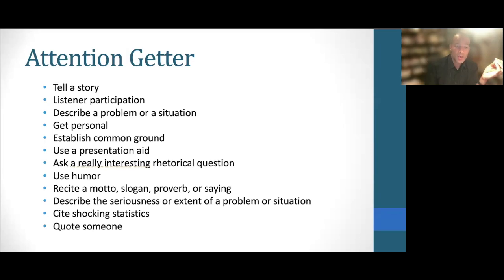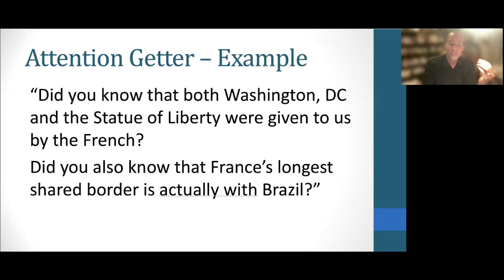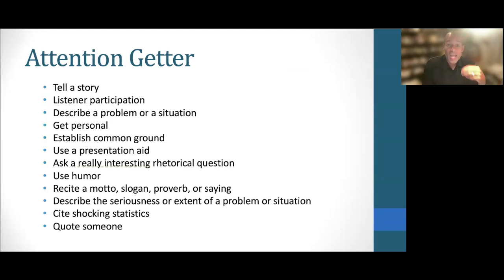And so in this video, the guy's talking about France, okay? So he starts out with a question. Did you know that both Washington, D.C. and the Statue of Liberty were given to us by the French? Did you also know that France's longest shared border is actually with Brazil? Okay, so the first question, he's talking about the layout of the streets, coming from a Frenchman, okay, is sort of the historical narrative that we live by. And then France's longest shared border is with Brazil, so French Guiana in South America. So they're asking two rhetorical questions, perfectly fine. And so that is the attention getter.